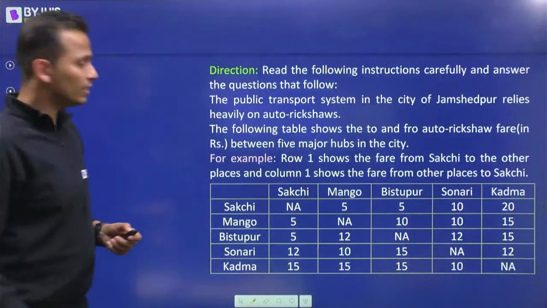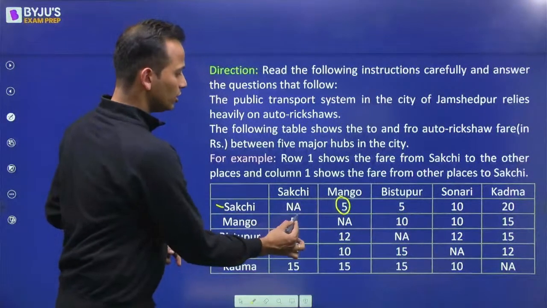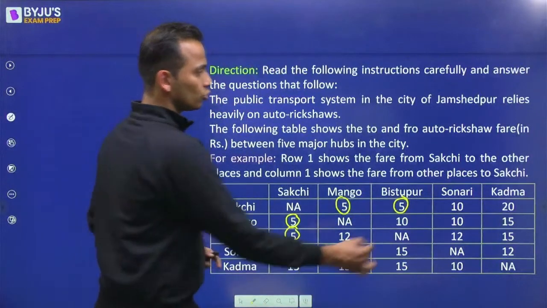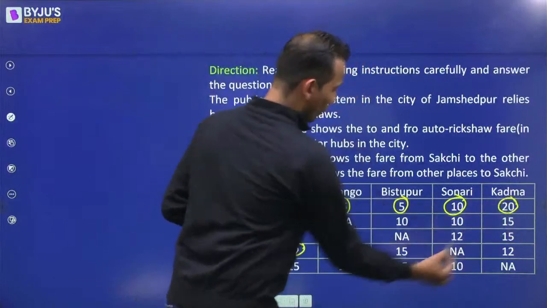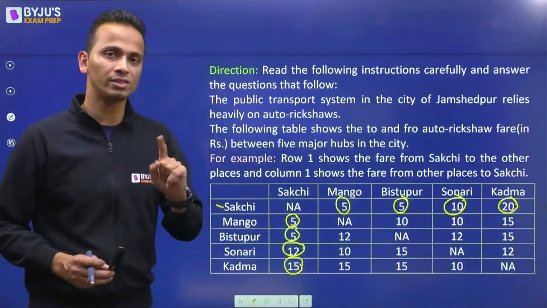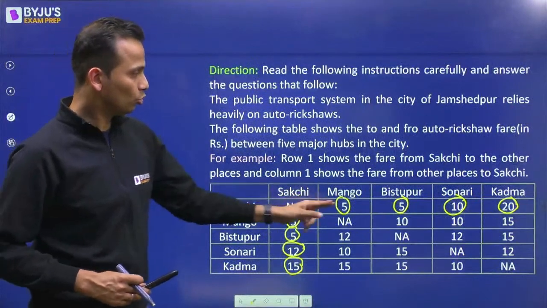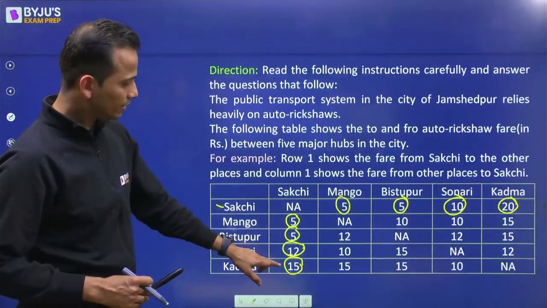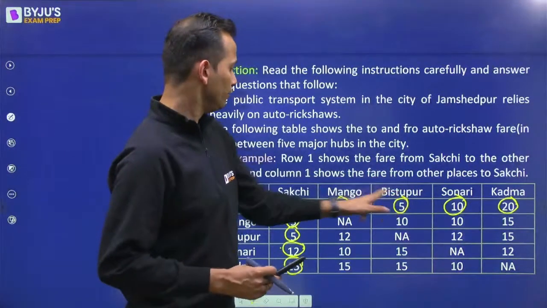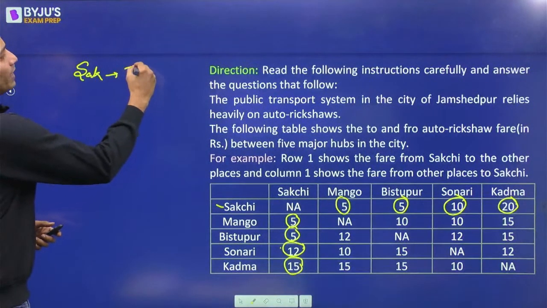Okay, now if I decide to stay at Sakchi to Mango 5 rupees, Mango to Sakchi 5 rupees, done. Sakchi to Bistupur 5 rupees, coming back 5 rupees, Sonari 10 rupees, coming back 12, and Kadma 20 and coming back 15. So if I'm staying at Sakchi and will make a trip to every other place once, then the total money that I'll have to spend is the sum of these four numbers and the sum of these four numbers. Okay, so 40, 50, 60, 70, 77 rupees, right? 20, 30, 40, 50, 60, 70, 77 rupees. So for Sakchi, I will have to spend 77 rupees.